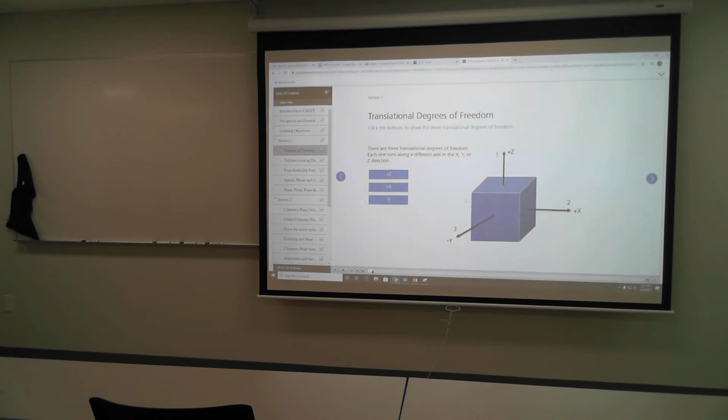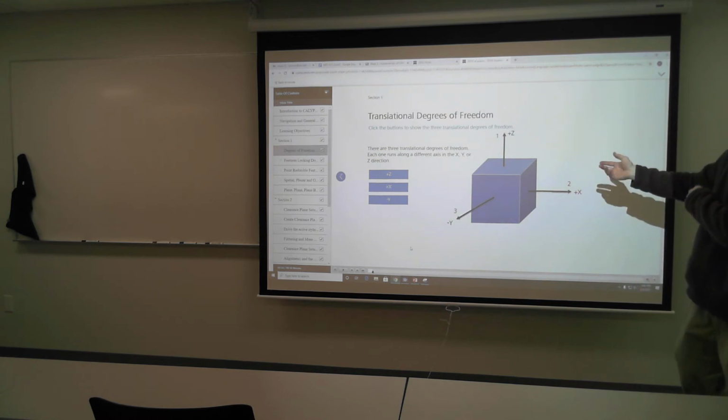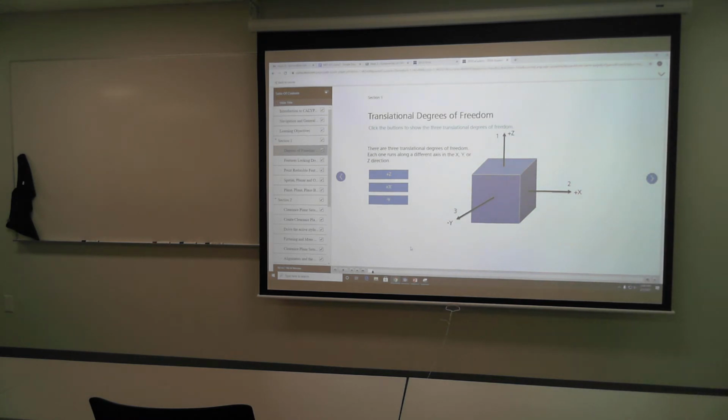Like here, you can, let's see, 3 translational. So you can click on that, and you actually see it animate on the screen, as opposed to the way I used to do this in the other CMM class when I'm talking about the different axes. I'm sitting there with my fingers like this, and that's just not as good, right? So it is a great resource. It is a little hokey.